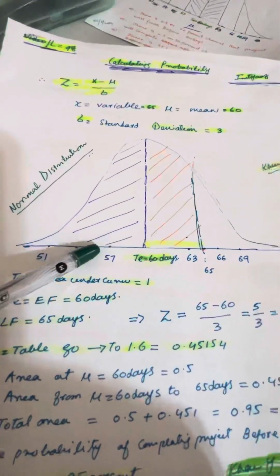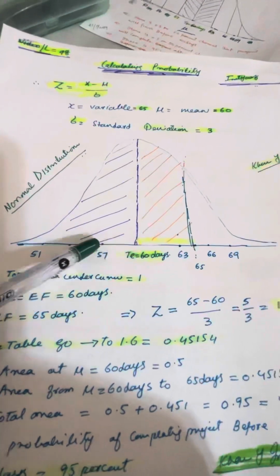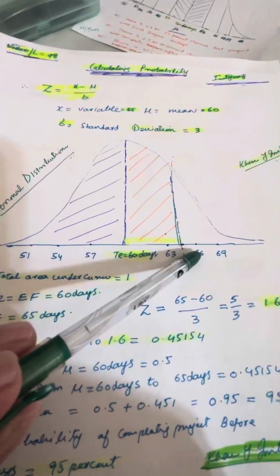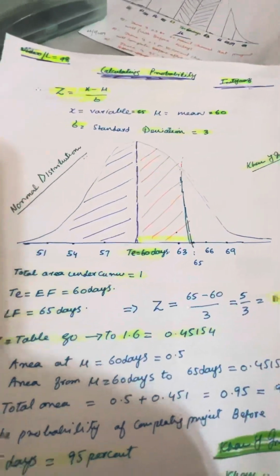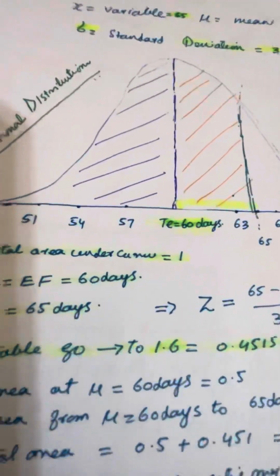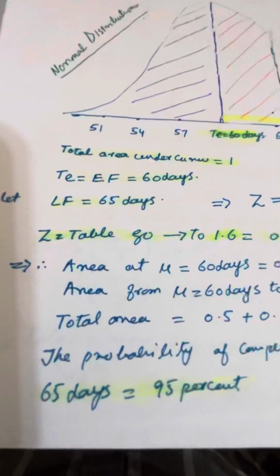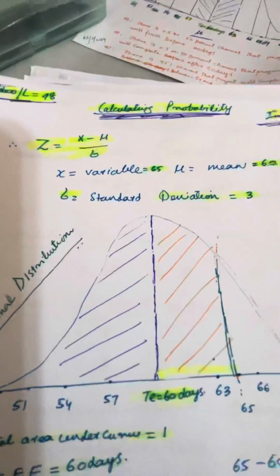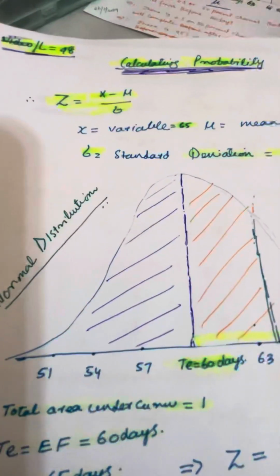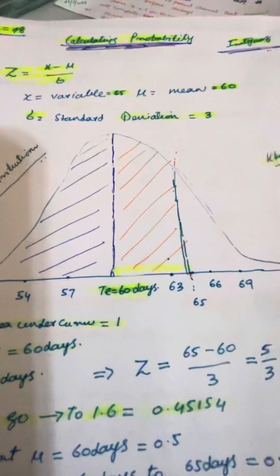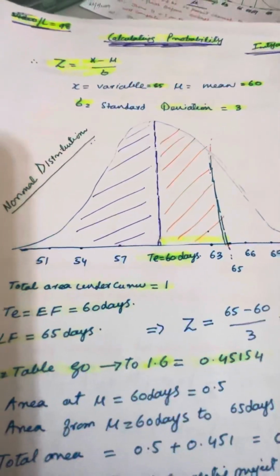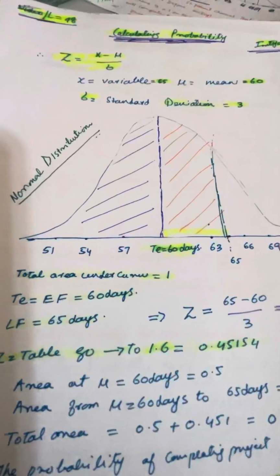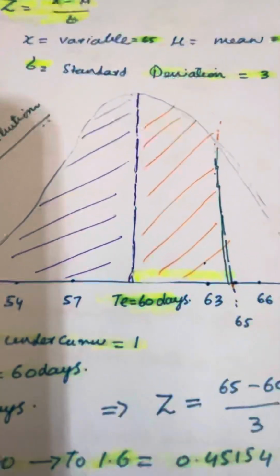I already told you we calculated one standard deviation on either side. So from 60 plus 3 is 63, plus 3 is 66, 69. This is a very good representation of a normal distribution, and here I have calculated the z value for you. So let's say we want to calculate completing the project earlier than the completion date of 70 days. Let's say it's 65 days.